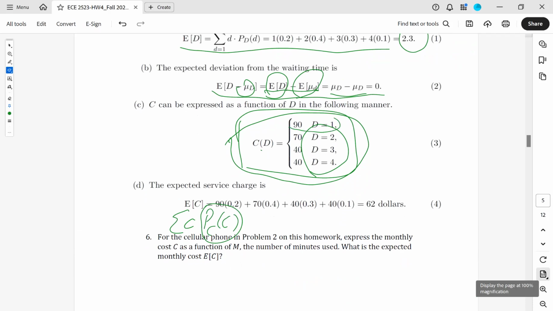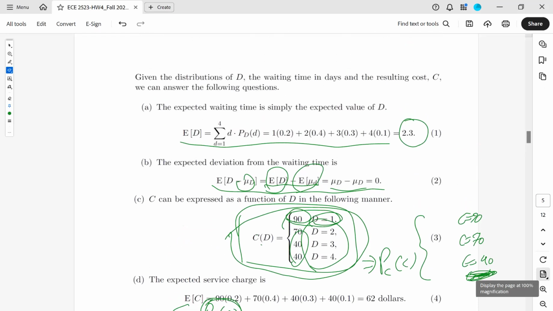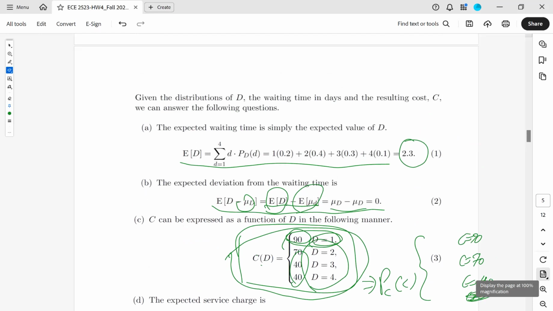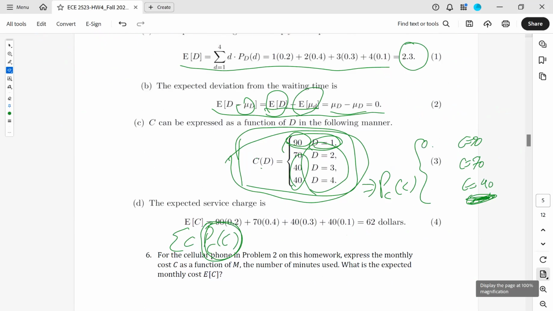But this question, because it's a map of 1 by 1, the function between C and D is a 1 by 1 mapping. Basically it means the same PMF of D would repeat itself for C. So the probability of D equal to 1 would be the probability of C equal to 90. Okay, so it's easy to come up with the P of C. If C is 90, if C is 70, if C is 40, if C is 4, okay, you have 240. So that's a good point actually. Now, what is the probability of having C equal to 90? It's going to be the probability of D equal to 1, correct? So what is the probability of D equal to 1? 0.2. Okay, so this is 0.2 probability.